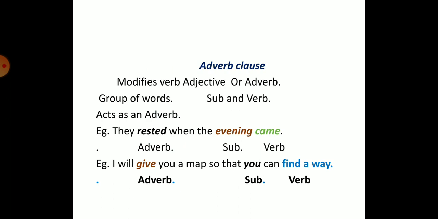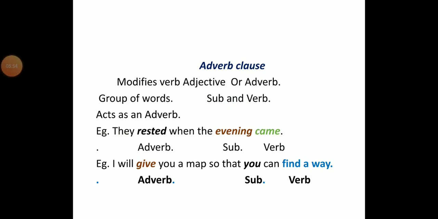Let's look at one more example. I will give you a map so that you can find a way. Here, so that you can find a way is a clause as it has a subject, you, and a verb, find. And it's describing the act of giving, which is a verb. So basically, this clause does the work of an adverb. That's all about clauses.